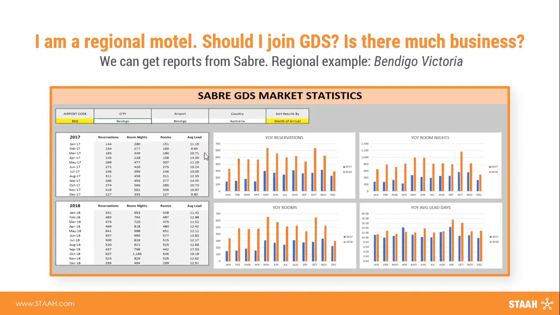And I think this is relevant because you can see here that through 2018, it's around about 11, 12, 13, 14, 17 days lead time for the booking. You can see here, this is a perfect example in Bendigo, Victoria, of the increase in the GDS business within that regional city. It's very, very big. So just because you're in a regional property doesn't mean GDS is not important to your business.